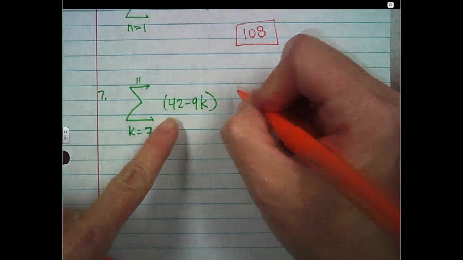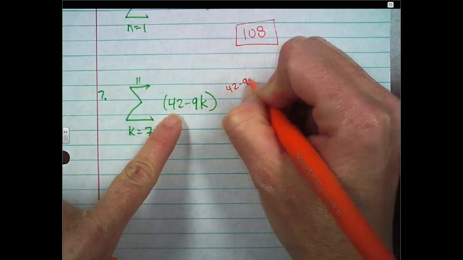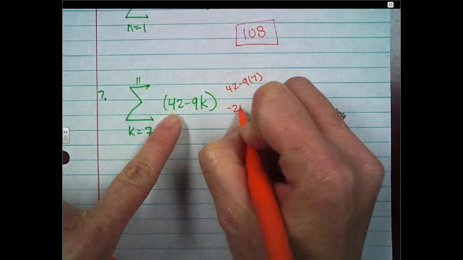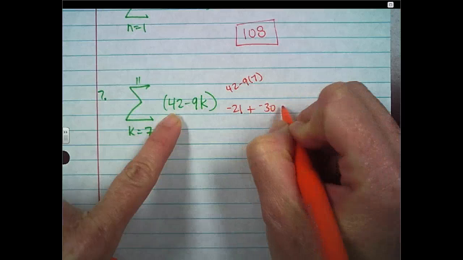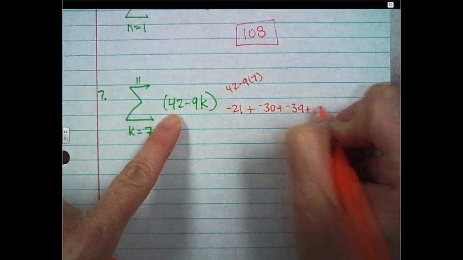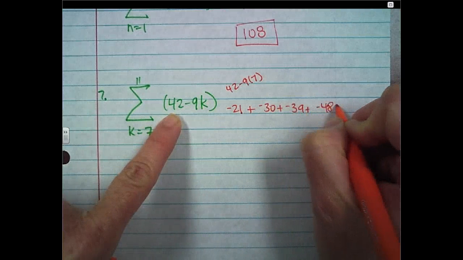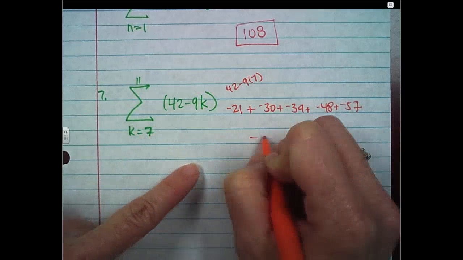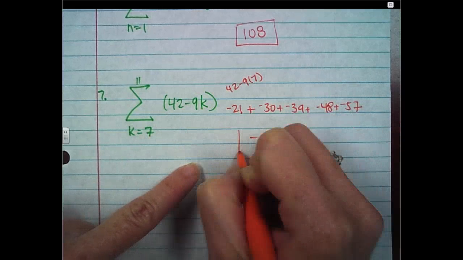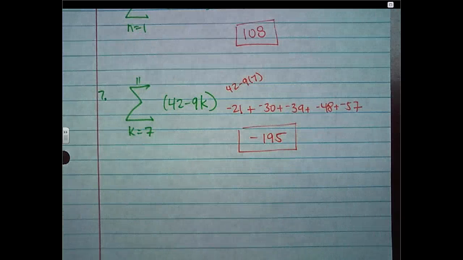When you plug in 7, you're going to take 42 minus 9 times 7, which gives you negative 21. You get negative 30 and so forth. And I got negative 195 as my total. Right? Okay, so it's easy, isn't it? We have 2 last problems and we're finished.